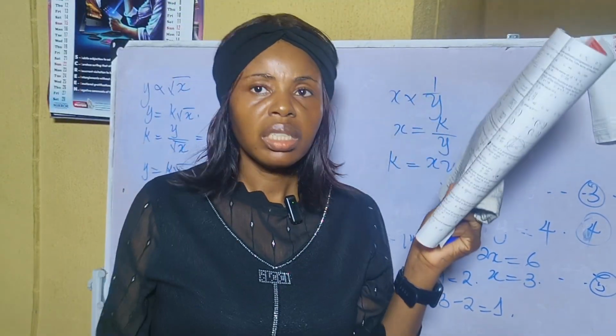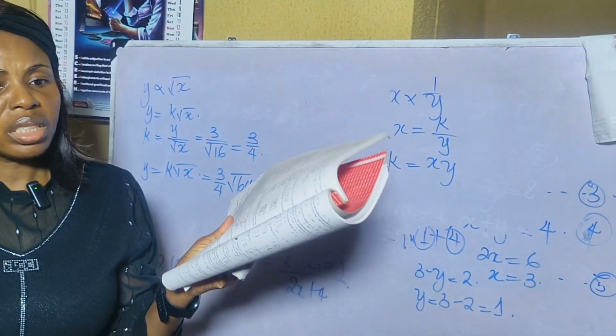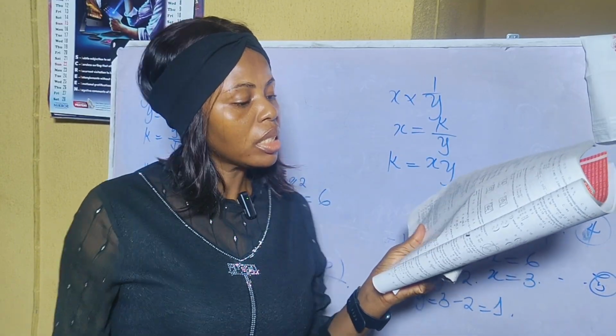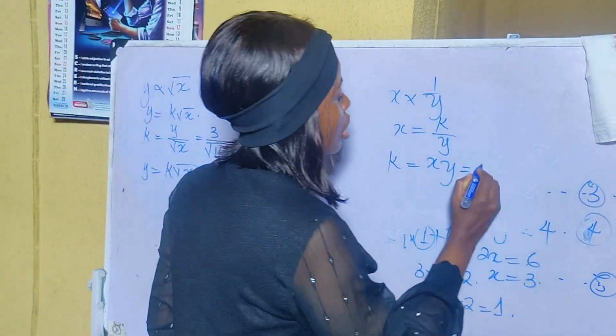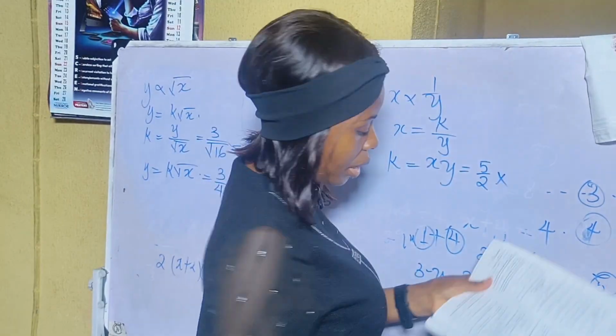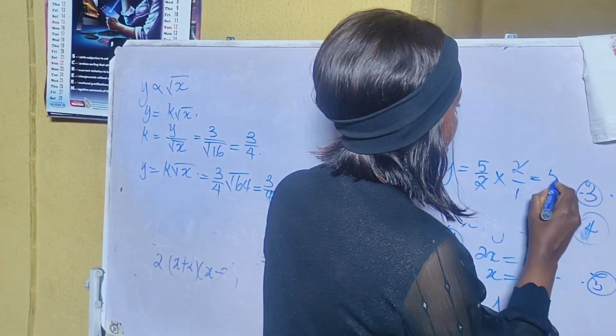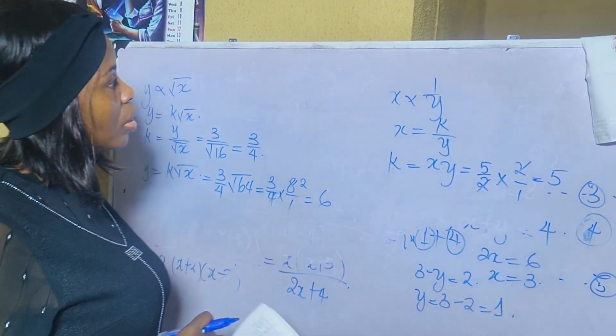What is my x? I have that x is 5/2. This is 5/2. And I'm given that y is 2. So from here, I can see that my k is 5.